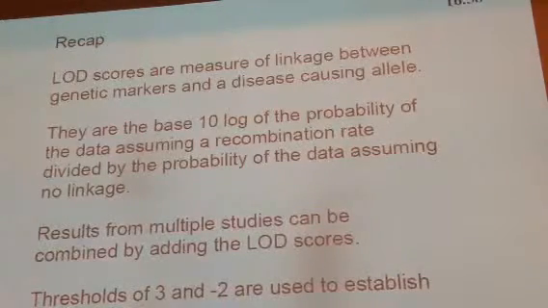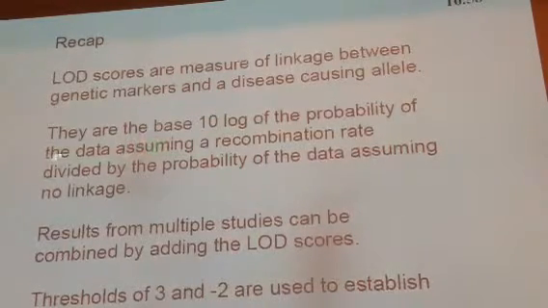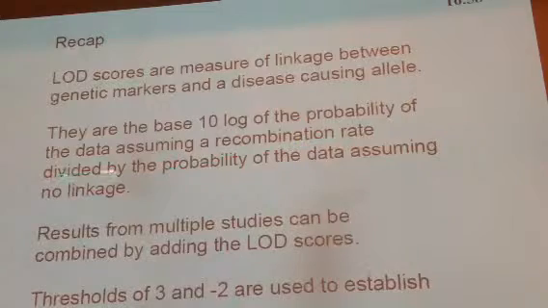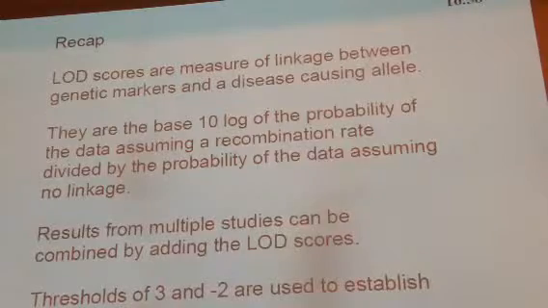Okay. Recap. LOD scores are just measures of linkage. It's a different way to establish linkage between markers and a disease-causing allele at a gene that you're interested in. And it's just the base 10 log of the probability of the data, assuming a recombination rate, divided by random chance, no linkage. And you can combine results from multiple studies. We talked about the caveats you have to assume to do that. And thresholds of 3 and -2 are the keys to establish or rule out linkage with the disease gene.